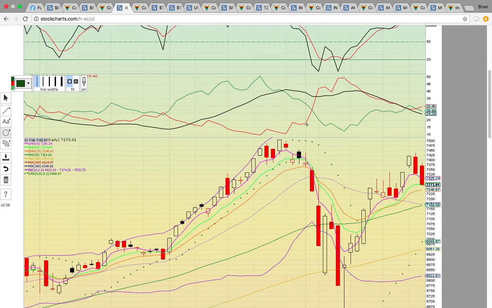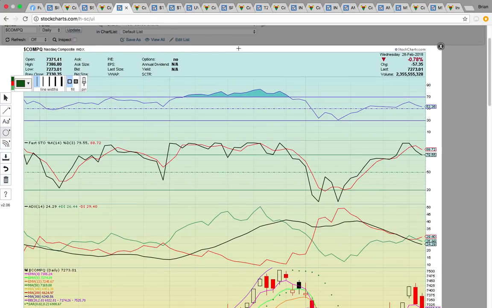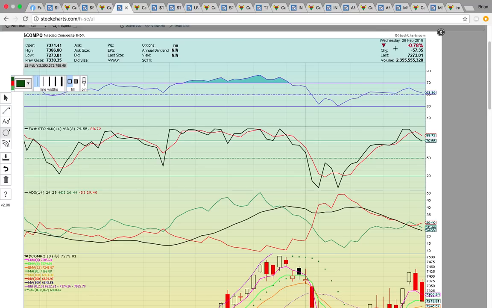They need to follow through and bounce. If they drop lower, it's going to signal downside risk. Now here's the COMPQ, the ticker symbol. This is for NASDAQ Composite. You can see it was down on the day as well. It has been the strongest, and it's still above 50 on RSI.